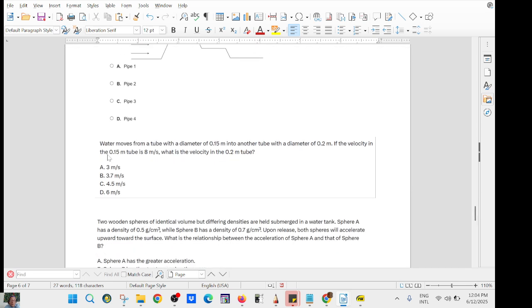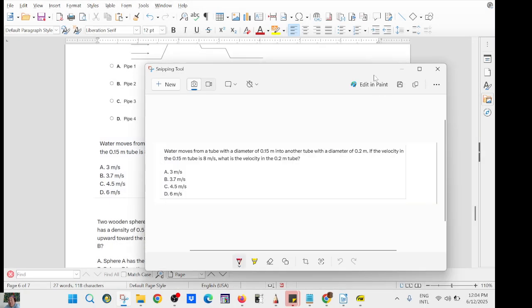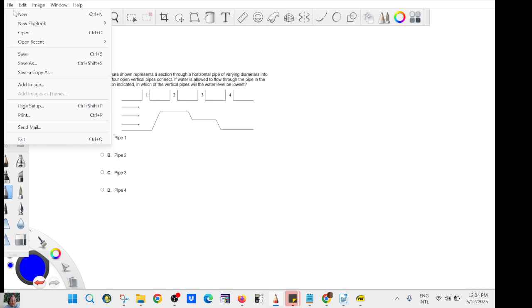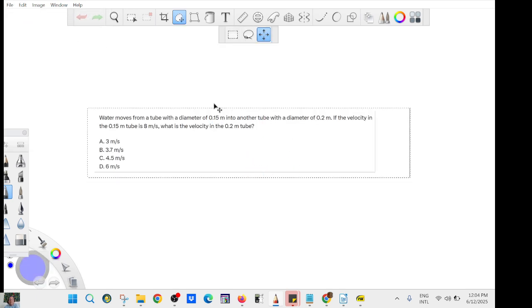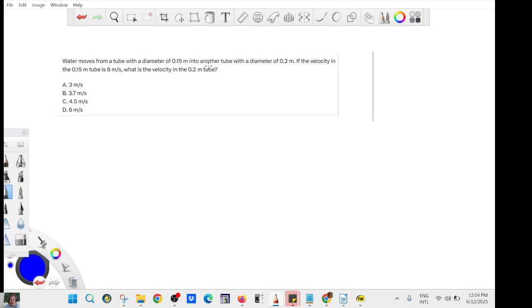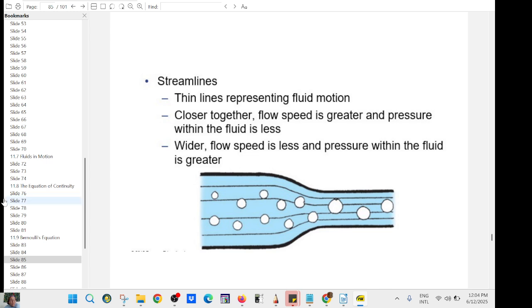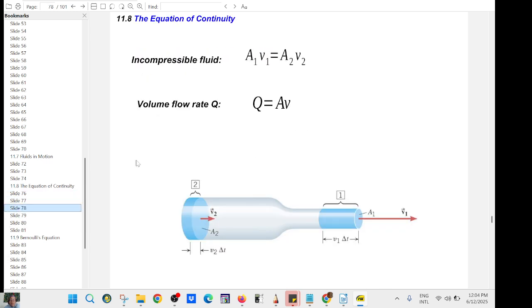Okay, so let's go to this one. So this one is just a quantitative question to see how fast you can do the computation without going into converting too much. Okay, so here they want you to apply again the continuity equation, right? So area times the speed equals area times speed. But you have to remember that area is proportional to the radius squared or to the diameter squared.